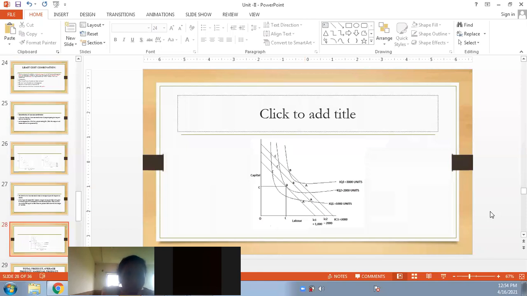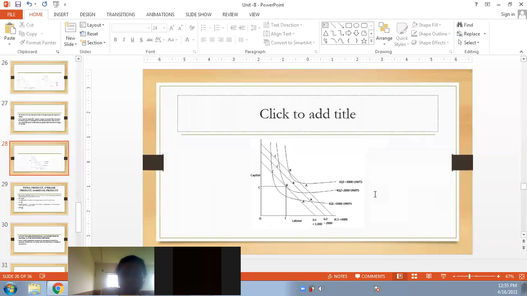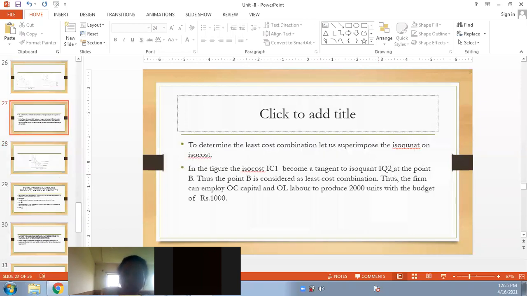Okay, ma'am, if it is below? See guys, below also we have a point, but why are we not taking it? We have more budget. Basically, the budget available to us is 10,000, but we are producing only 500 units. We can produce 1000 units with the available budget. Here it has become a tangent, but in the third one, our budget is less and the quantity we have targeted is very high. That is also not possible. So IQ1 will become a tangent to IC1, which will become a tangent to IQ2. At that point, it is B. Thus, point B is considered the least cost combination.